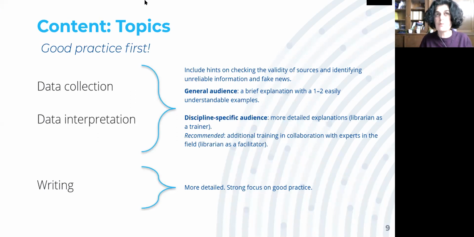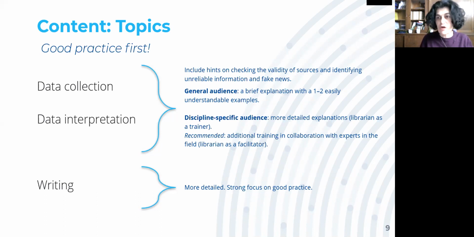We should always keep in mind that many researchers and many students who actually fail to comply with some rules and with good practice do this unintentionally, because they don't know what good practice is. So it's important to introduce them to good practice and to show them how to do things properly, and only then to explain what is wrong.